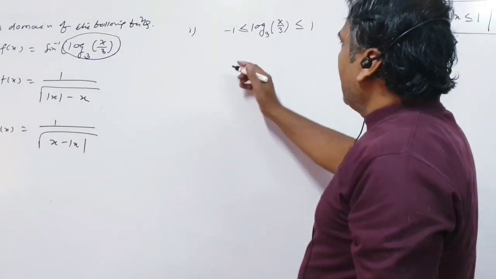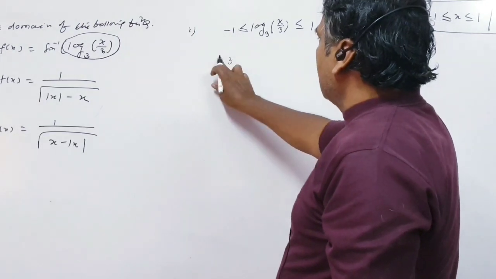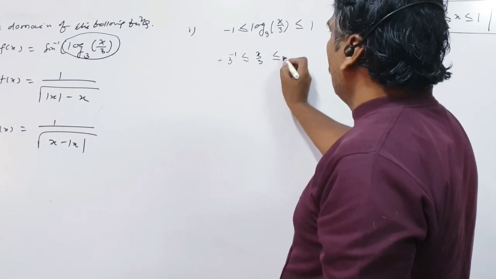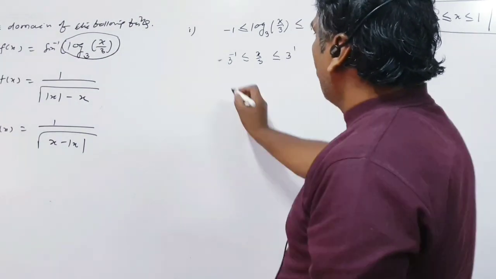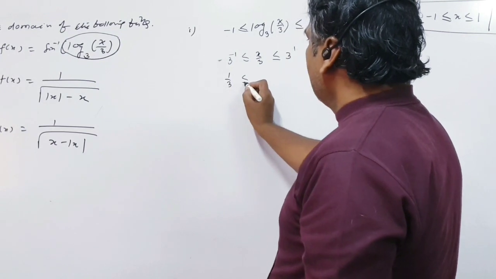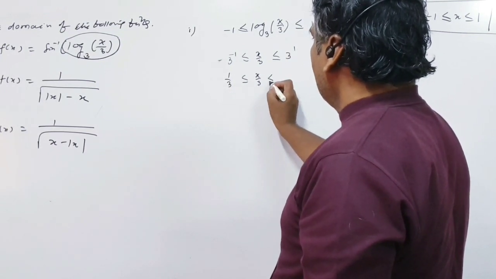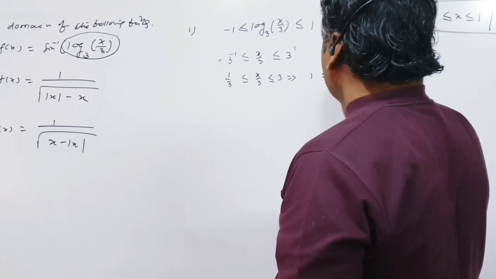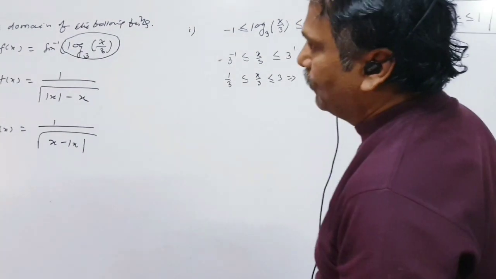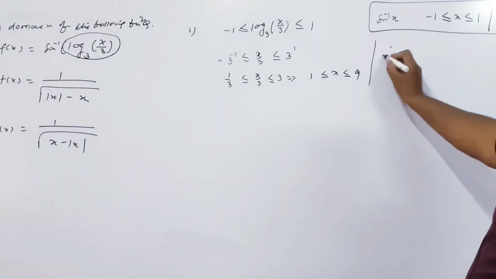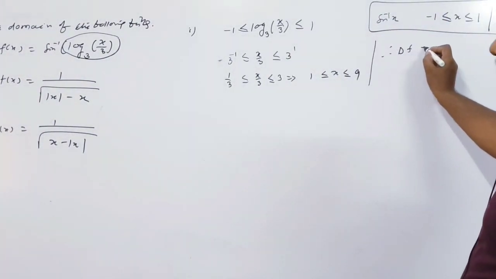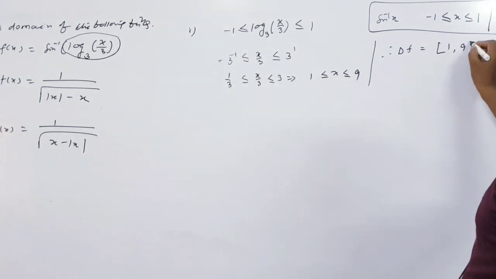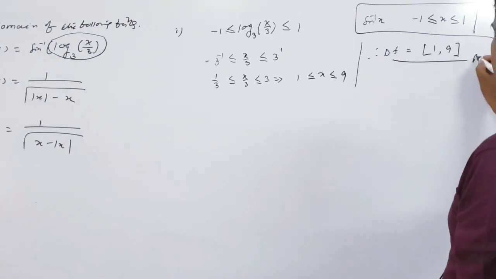Okay, now change the base. 3 to the power -1 ≤ x/3 ≤ 3 to the power 1. Okay, or this is 1/3 ≤ x/3 ≤ 3. If you multiply by 3 on both sides, 1 ≤ x ≤ 9. Okay, now therefore the domain of the function is greater than or equal to 1 and less than or equal to 9. So 1 to 9. This is the answer.